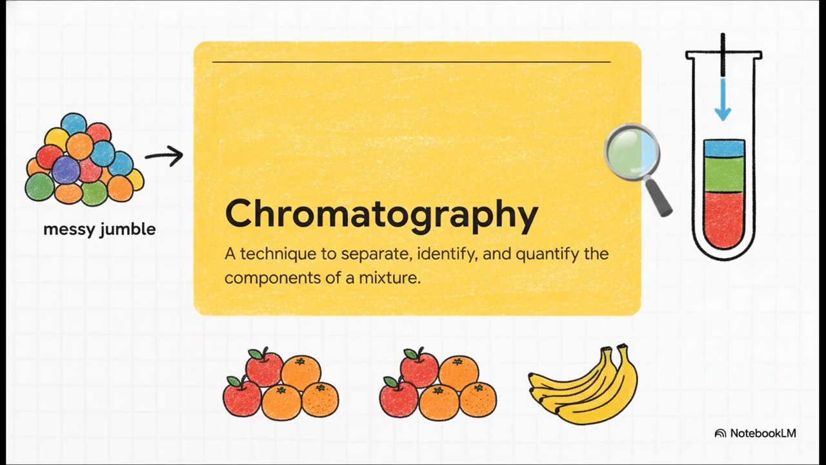Well, the secret weapon is a process called chromatography. I know, it's a big word, but at its core, it's just a lab technique used to separate, identify, and quantify the different parts of a mixture. You can think of it like taking a giant, messy, mixed fruit basket and magically sorting it into perfectly organized piles of apples, oranges, and bananas. What looks like one chaotic jumble is actually made of distinct, totally separable parts.